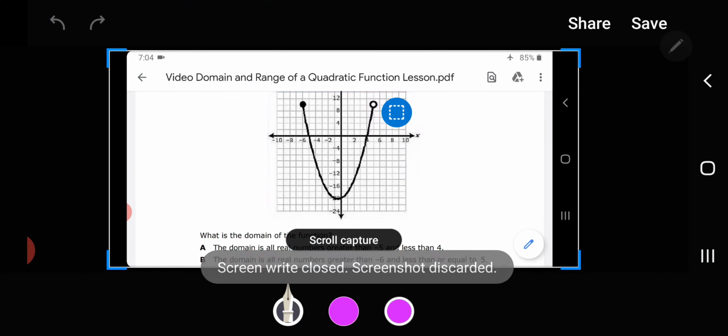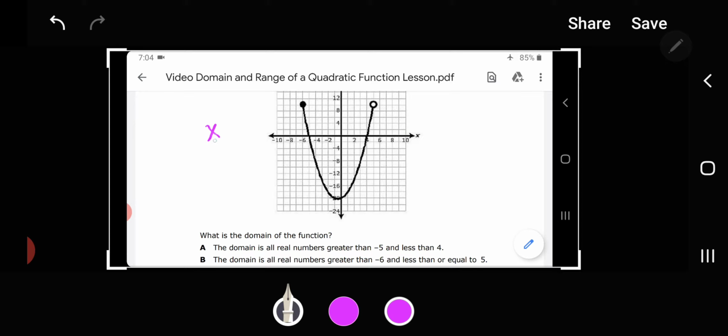Let me try that again, guys. Once again, x is greater than or equal to negative 6, indicated by the furthest left that we went, but less than, well, the furthest right that we went is 5. That was the greatest value we could be.